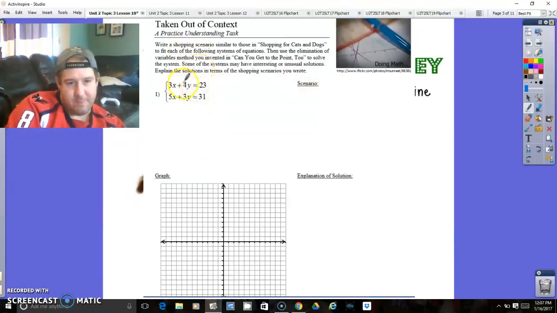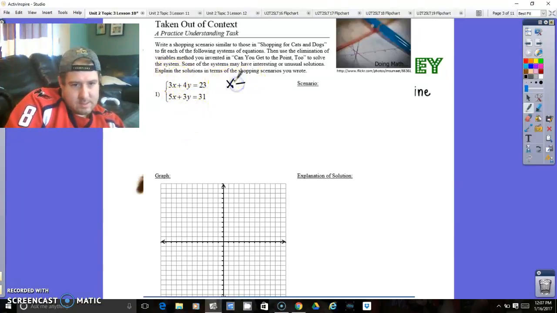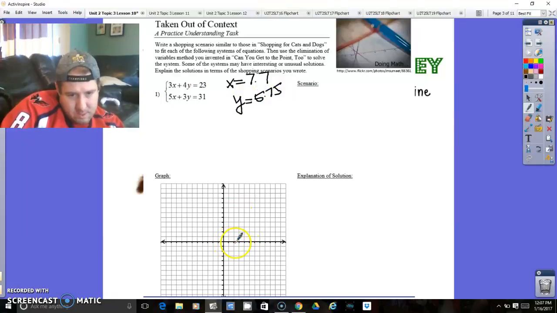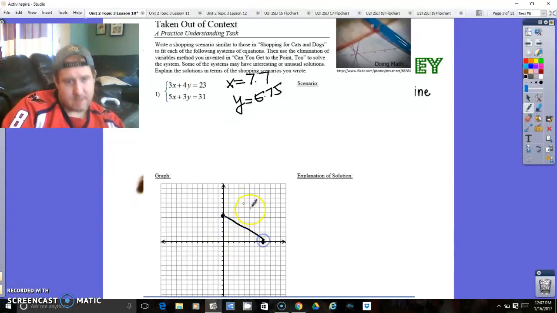Then you're going to graph it. So I'm going to graph it by finding the x and y intercepts. 23 divided by 3, let me pull up my calculator, is 7.6 repeated. X is about 7.7, let's say. And 23 divided by 4 is 5.75. Now I've got 1, 2, 3, 4, 5, 6, 7.7 is about right there. 5.75, 1, 2, 3, 4, 5, almost 6 is about right there. And I've got a straight line connecting them.